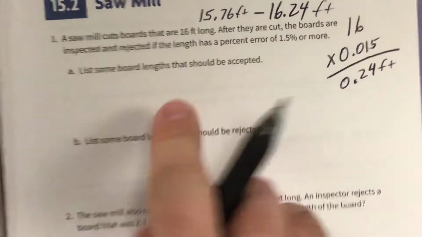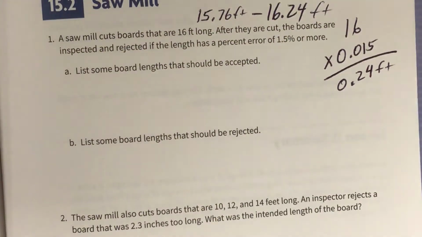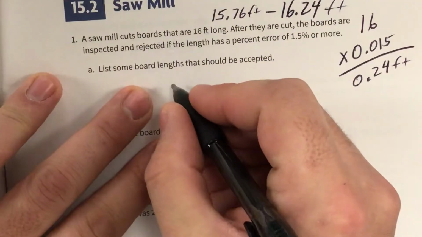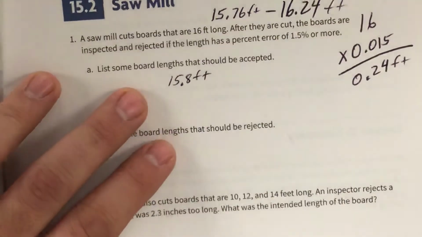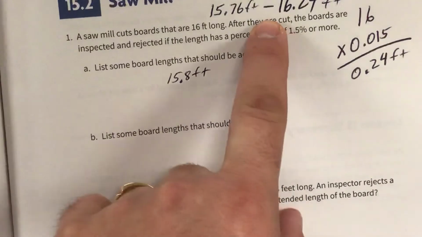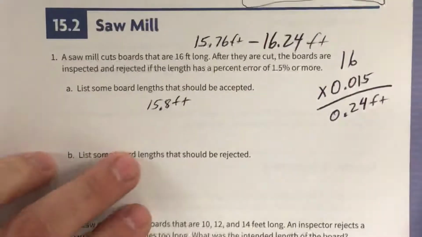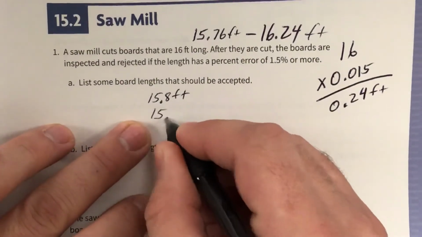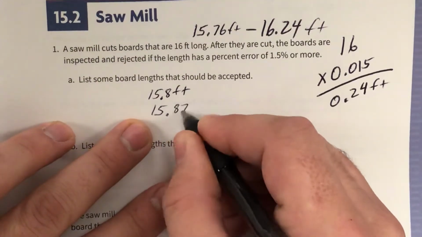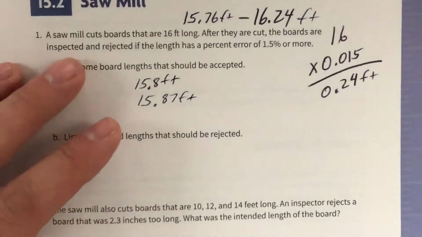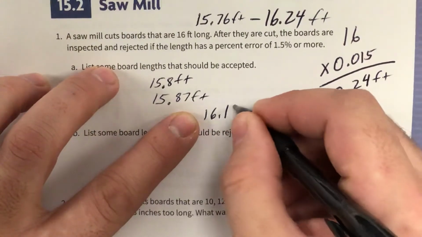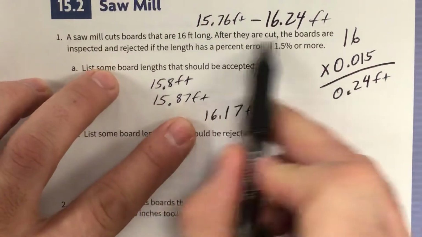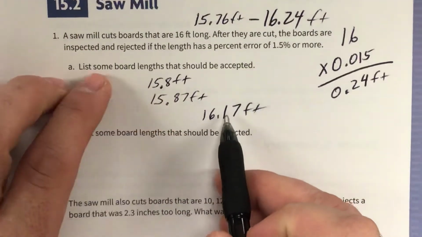So give me a board length that would be acceptable for that sawmill to sell. Give me one. 15.8 feet would be accepted to sell because it's in that range. Rylan. 15.87 feet. One more, Reed. 16.17. So anything in this range, you can write down for A. It says some, I listed 3.